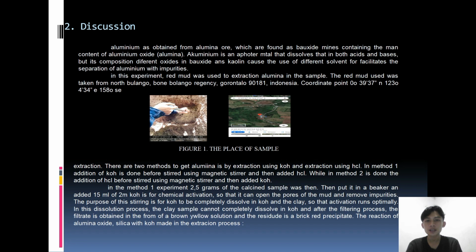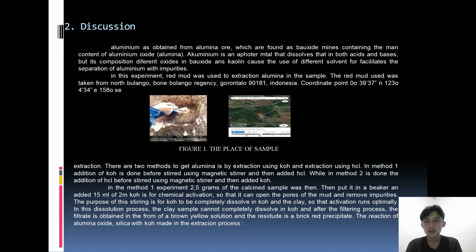Aluminium is an amphoteric metal that dissolves in both acid and base, but its composition in different oxides in bauxite and kaolin causes the use of different solvents for facilitating the separation of aluminium from impurities. In the experiment, red mud was used to extract an alumina sample.